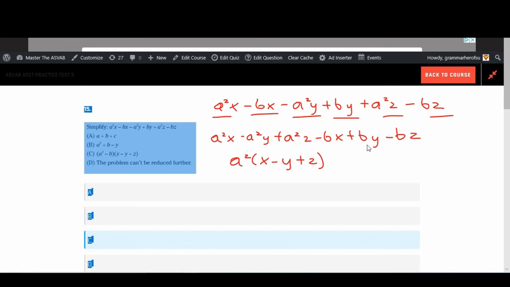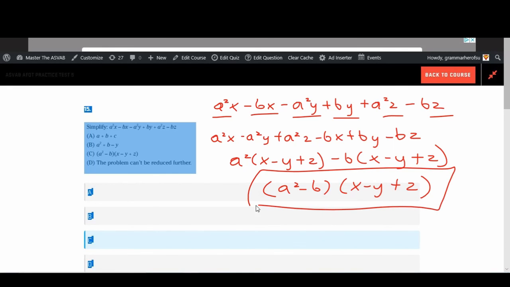And from these bx, by, bz, I can actually pull out, let's pull out a negative b. That would leave me with x minus y plus z. And when you factor by grouping, you combine these two. So we have a squared minus b, and you just take one of these, x minus y plus z. And then you're done. This is the solution, which is right here.